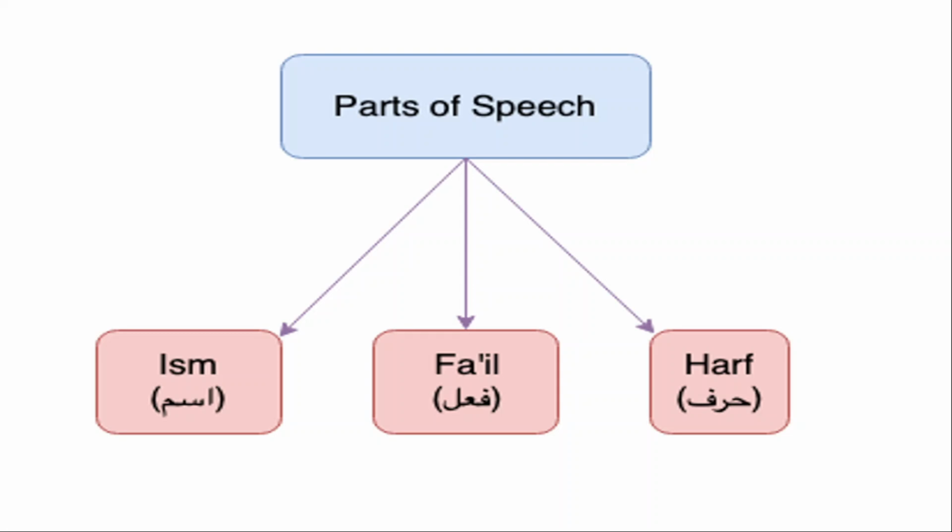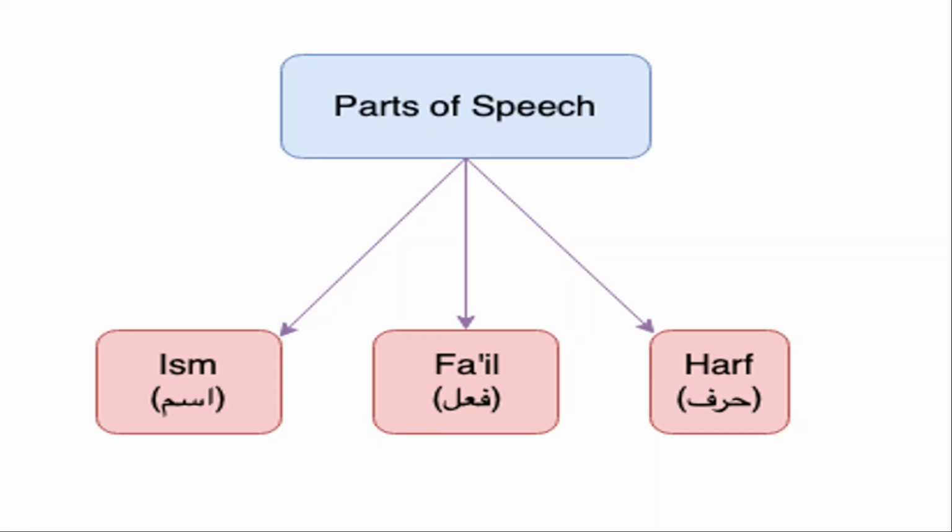So in Arabic, any word will probably fall into one of these three categories. These are your harf, fail, and ism. Or if you're taking from the left hand side, it's your ism, fail, and harf. All right. So ism is basically your noun, more closely to noun in Arabic. Okay, but with little difference here and there, because Arabic is a different language, English a different language.